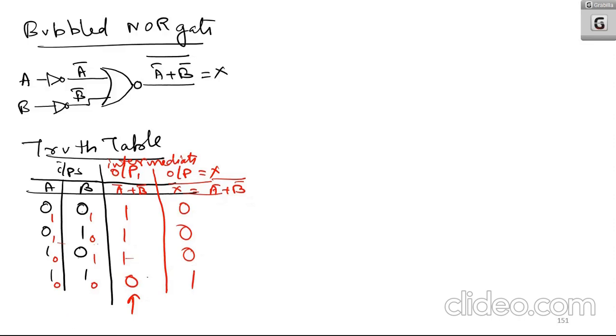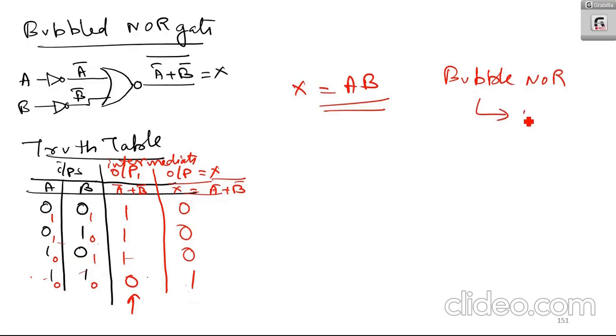Okay. Now here what can we write? Here we can write in two forms. X is equal to AB, right? That means, what is the value of A and B? If A and B are equal to 1, then only the output is 1. That means we can write X is equal to A, B. Therefore what can we say? We can say that the bubbled NOR gate is equivalent to which gate? This AND gate. Bubbled NOR gate is equivalent to AND gate.